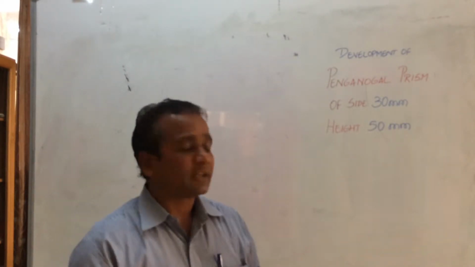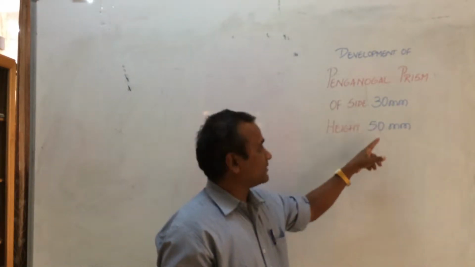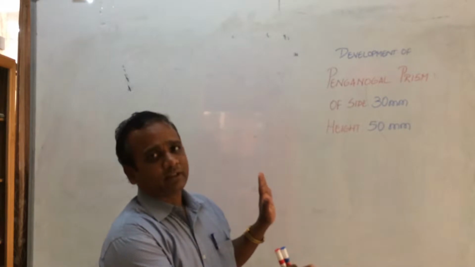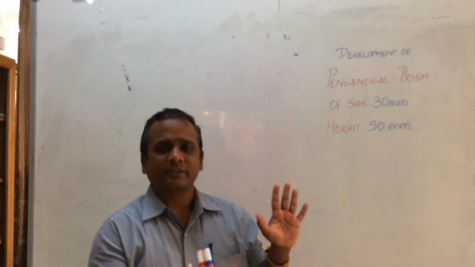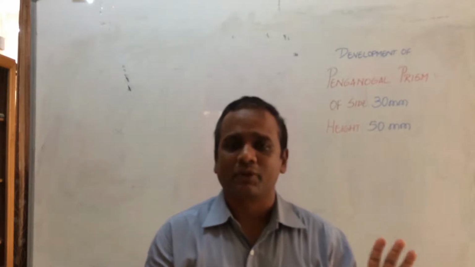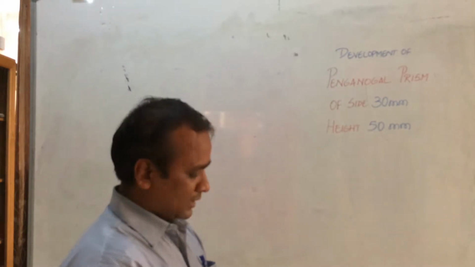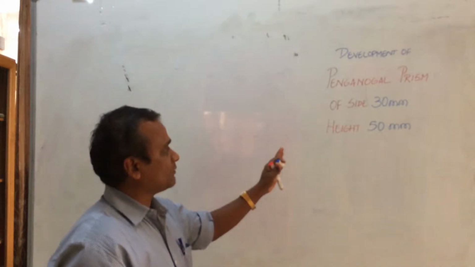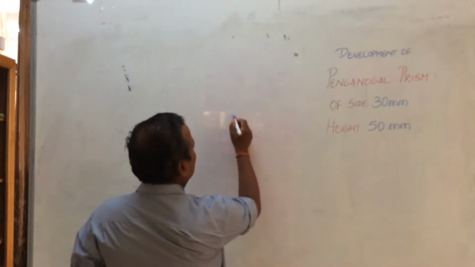Development of a pentagonal prism of side 30 mm and height 50 mm. This particular development is for development of surfaces in a sheet metal workshop. If at all the statement is so, a pentagonal prism of side 30 mm and height 50 mm, the initial condition needs to be produced.